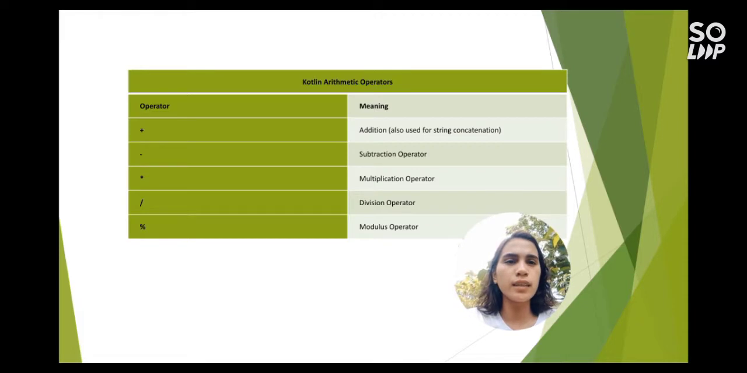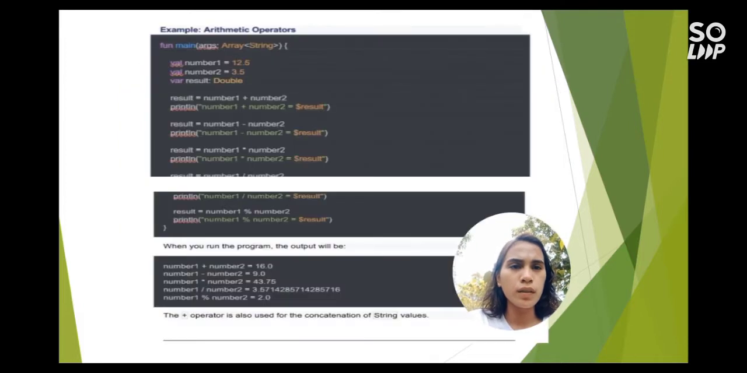And next are the arithmetic operators in Kotlin: addition, subtraction, multiplication, division, and modulus operator. Next is an example of arithmetic operators. So remember, if you use Kotlin, use val to declare a constant or var keyword to declare a variable. Next, as you can see, val number1 equals 12.5 and val number2 equals 3.5.